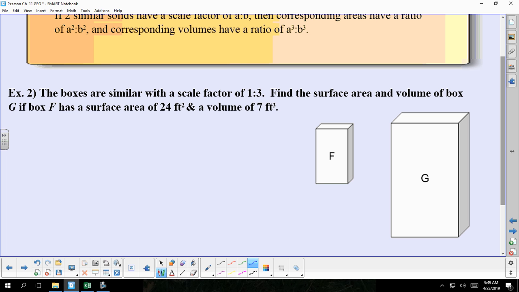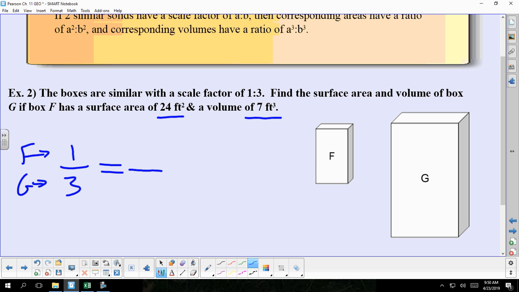The boxes are similar with a scale factor of 1 to 3. Find the surface area and volume of box G if box F has a surface area of 24 square feet and a volume of 7 cubic feet. All right, so we want to find G if F has those. So F is the smaller one, right? And F is going to be on the top here. G is going to be here.